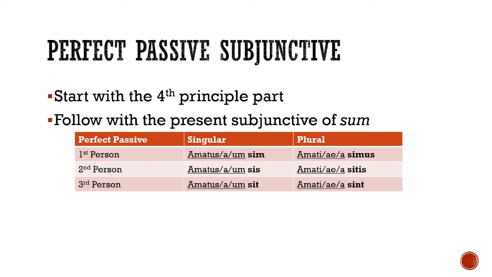Okay? And that's it. That's all there is to it. So, you've got, again, third part minus I plus erim, eris, erit. Very stable forms. And then the same thing here. Amatus sim, sis, sit. And then amati, ae, a, simus, sitis, sint. So that's the perfect subjunctive.